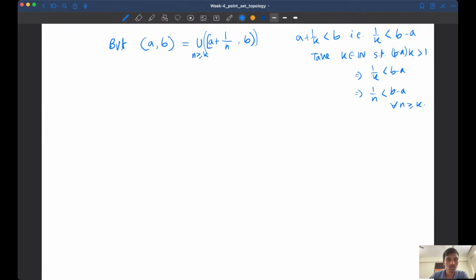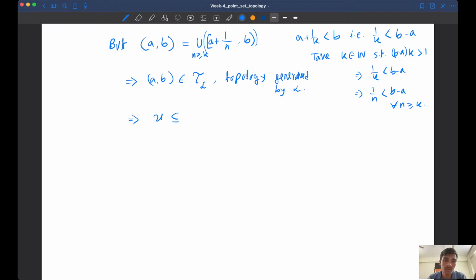So this implies (a, b) belongs to the topology generated by L. This is the notation for my topology, generated by L. And this implies that the usual topology U on R is strictly finer.